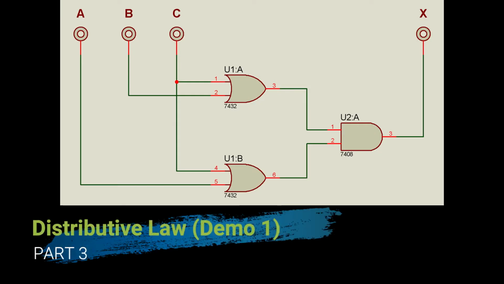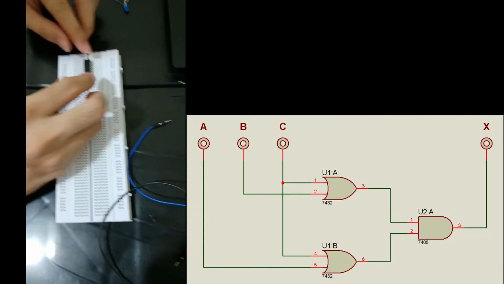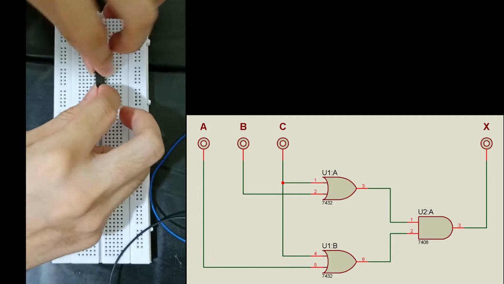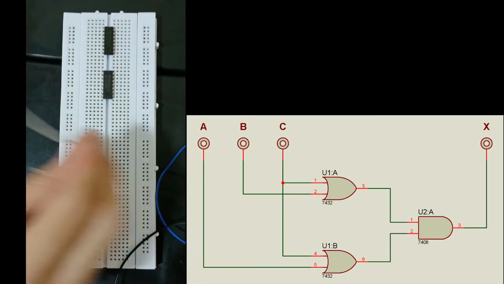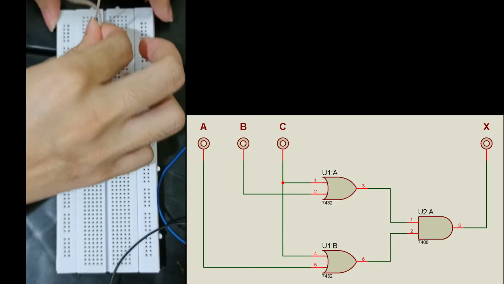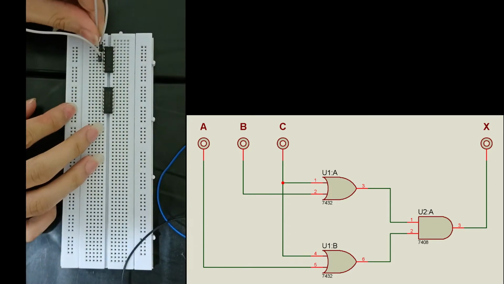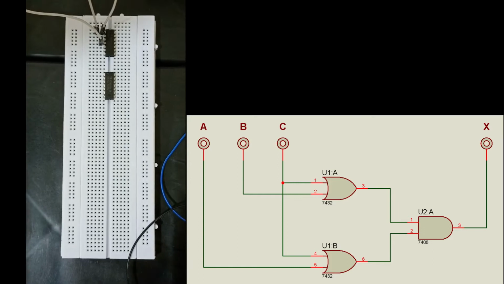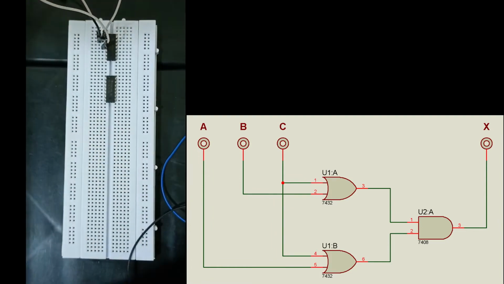For this part of the experiment, we will be using the 7432 OR gate and 7408 AND gate. The circuit has 3 inputs in it. We will be connecting the first and fourth pins of the OR gate, which will be our input C. Then, the second pin of the OR gate as input B. Then for the input A is the fifth pin of the OR gate.